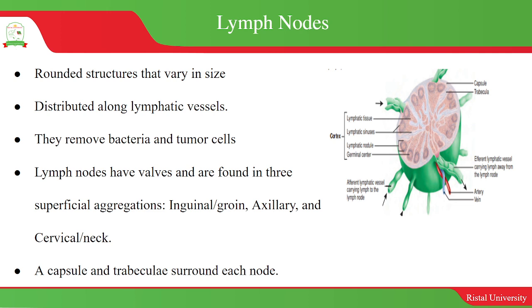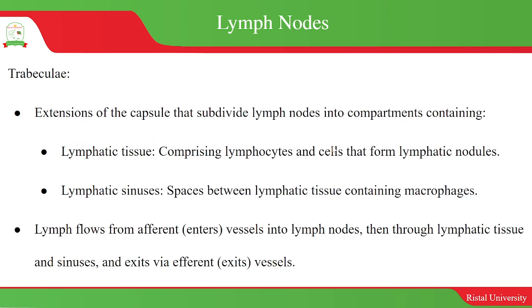The covering of the lymph nodes is what we call the capsule, and then inside the capsule you will see the trabeculae. The trabeculae is an extension of the capsule that divides the lymph nodes into smaller compartments, and these compartments are the ones that contain the lymphatic tissue, whose role we now know. And then we also have spaces within the trabeculae, which we call the lymphatic sinuses, which are spaces between the lymphatic tissue that contain the cells called macrophages.